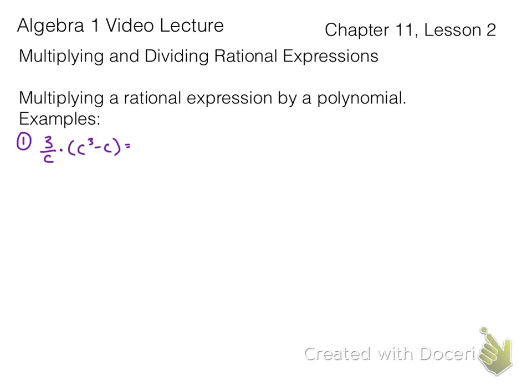So we have 3 over c times 3 to the third, or c to the third minus c.